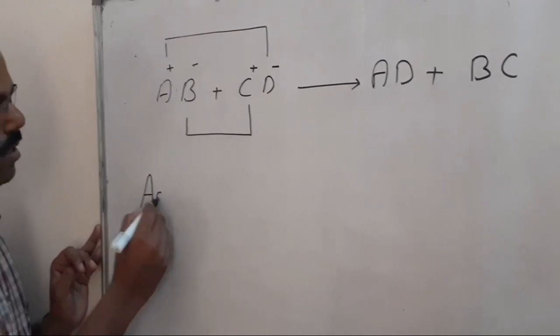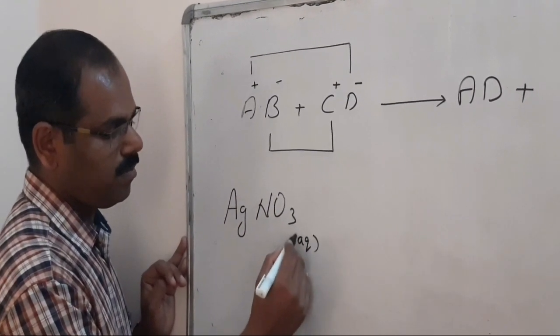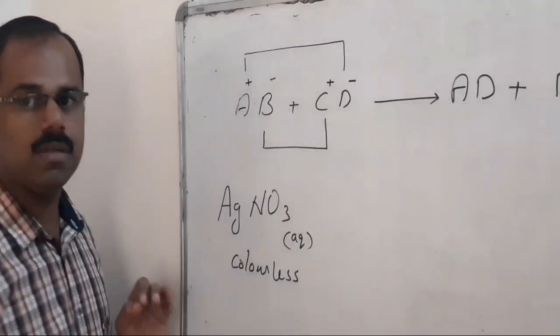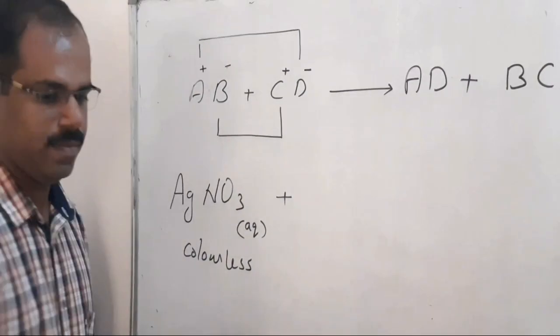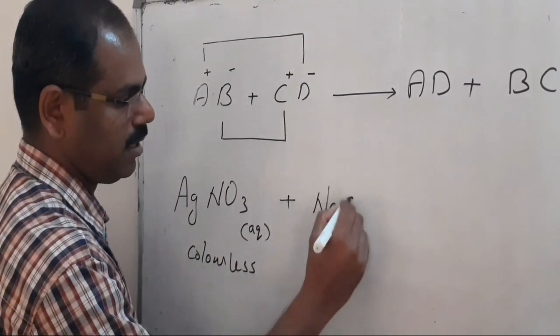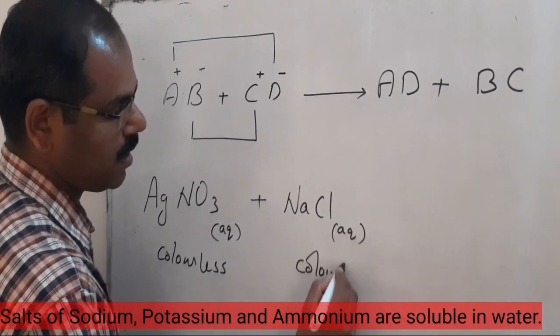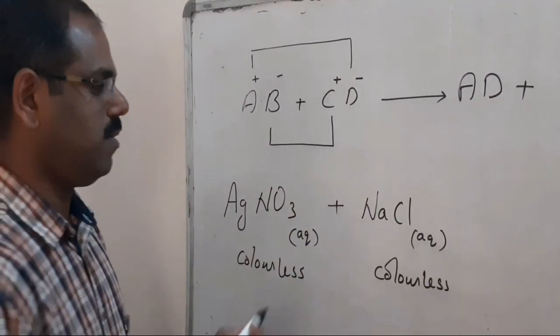See, AgNO3, silver nitrate. In the aqueous form, it is a colorless solution. It is an ionic compound, a colorless ionic compound. React with sodium chloride, NaCl, aqueous form. It is also colorless. Sodium chloride is there in our home, common salt.